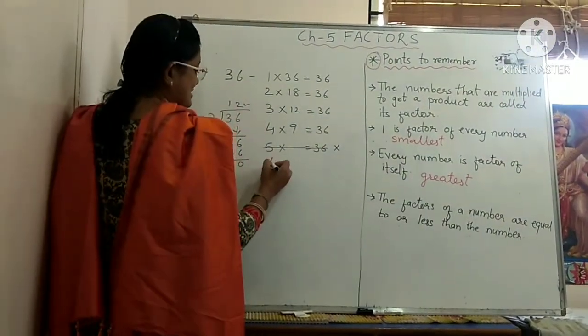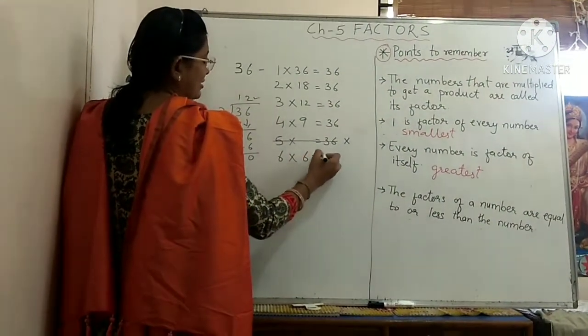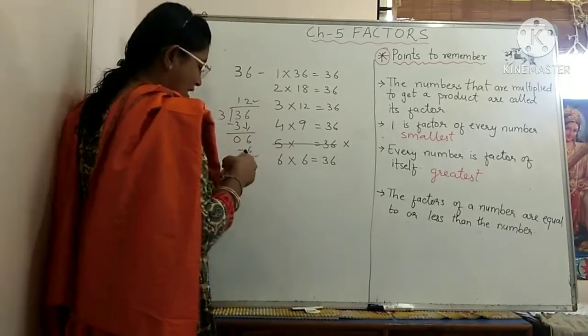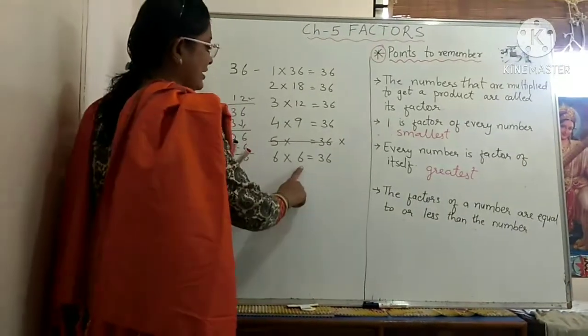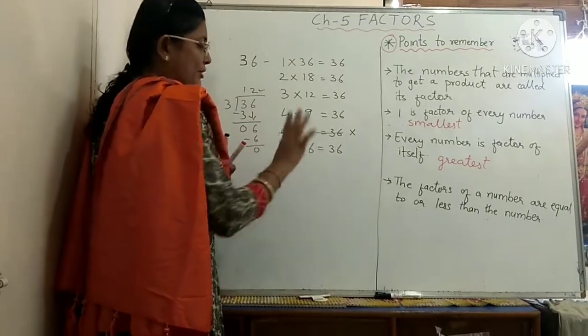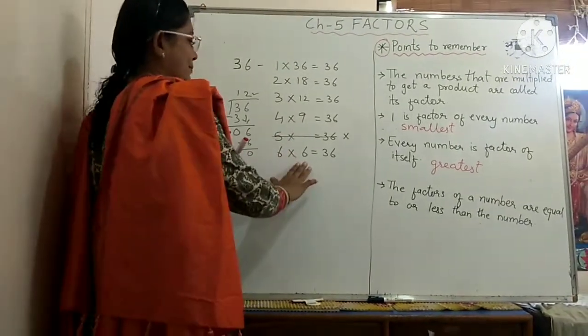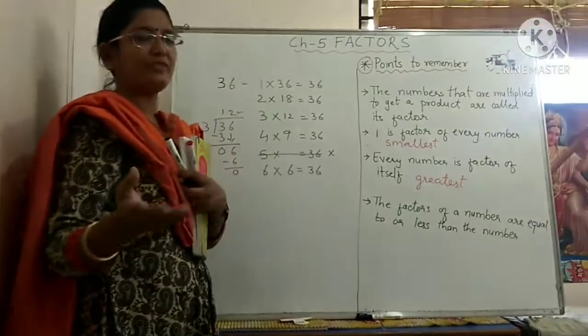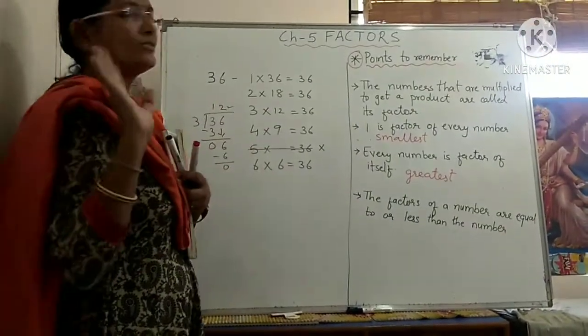Okay. Now 6's table. 6 6s are 36. Right? Now after that, see here, 6 already came. So now wherever the number is repeating like this, you have to stop. Because 6 came, the other side. 7's table will not come. Now in any table, 36 will not come.